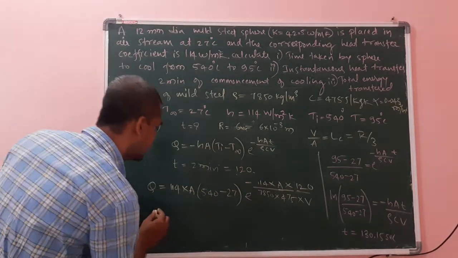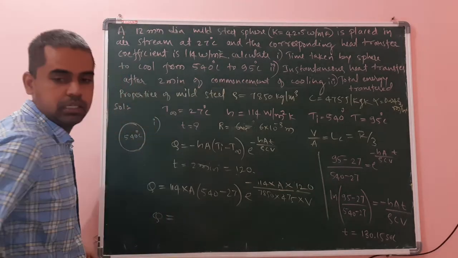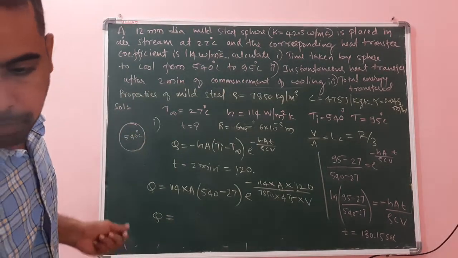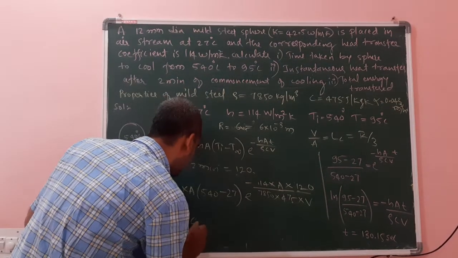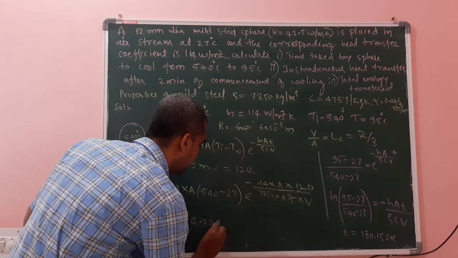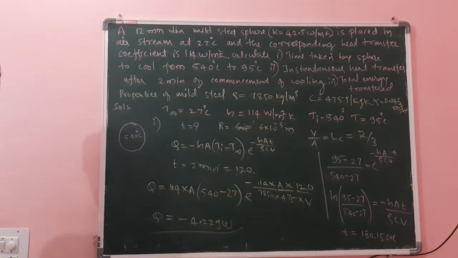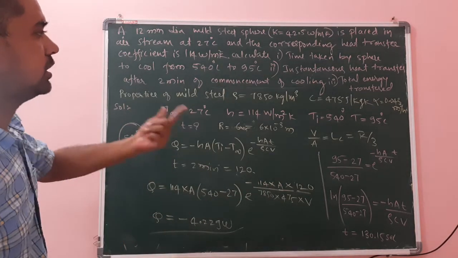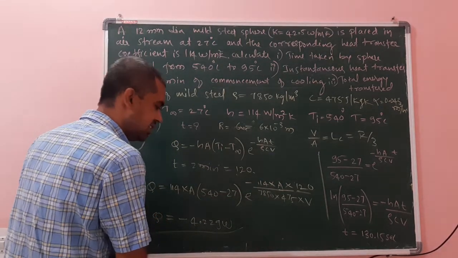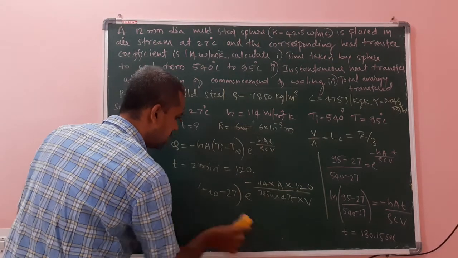If you substitute, we will get Q value as minus 4.229 watt. The value you are getting is negative because it is heat transfer from the sphere. Heat transfer from the system is taken as negative. Heat transfer to the system is taken as positive.